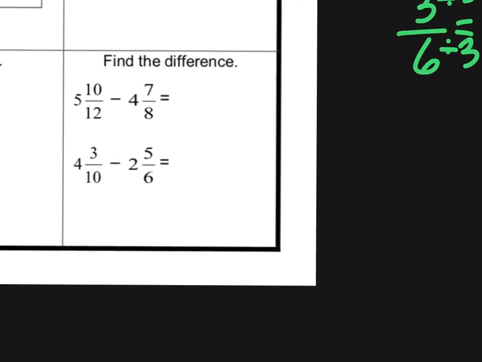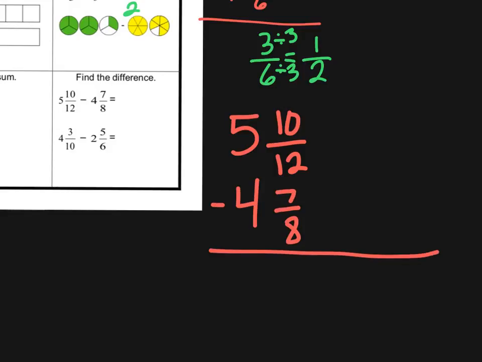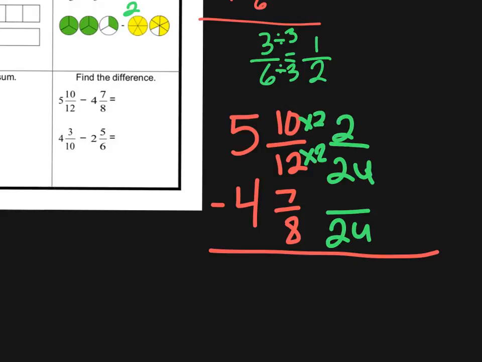For these, I'm going to do the same. It says find the difference. So here's 5 and 10/12 minus 4 and 7/8. The first thing you need to do is make them the same denominator. What they both have in common is the number 24. Because you could do times 2 here to make it 24, and times 2 on top, so that way it becomes 20/24ths. For the bottom one, you could do times 3 because 8 times 3 is 24, and you could do 7 times 3 up top to make it 21.